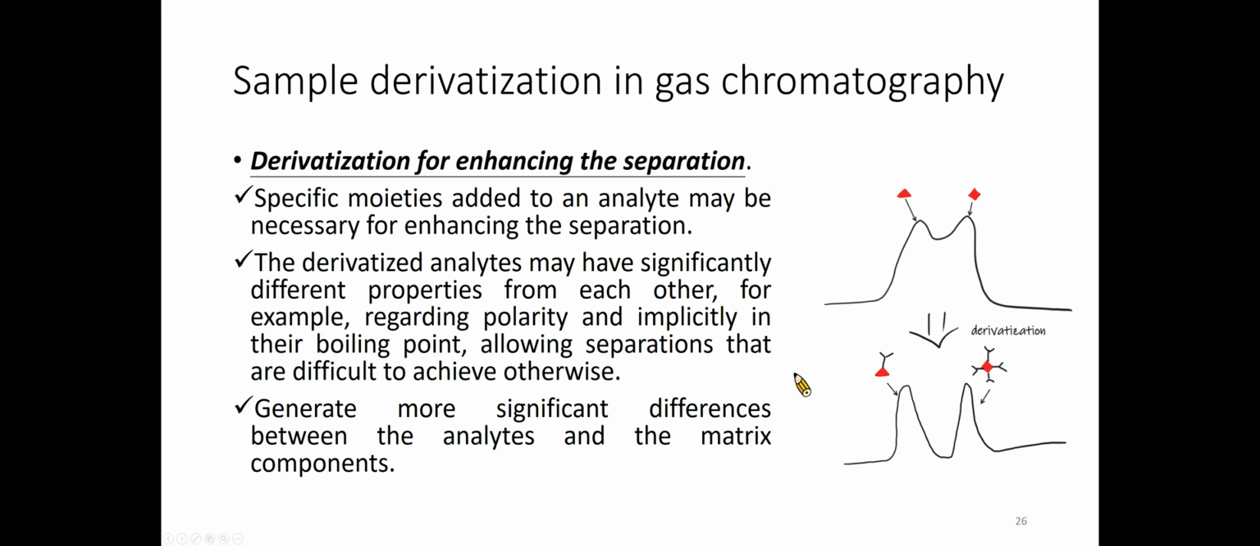The second purpose is to enhance the separation. This figure illustrates the role of derivatization in improving the chromatography separation. The triangle and diamond cannot be separated under the original condition. After the derivatization, we can successfully distinguish the peaks of the triangle and diamond derivatives. In addition, the derivatization step can generate more significant differences between the analytes and the matrix, which will reduce the potential matrix effects.